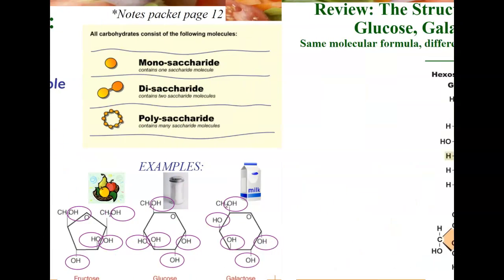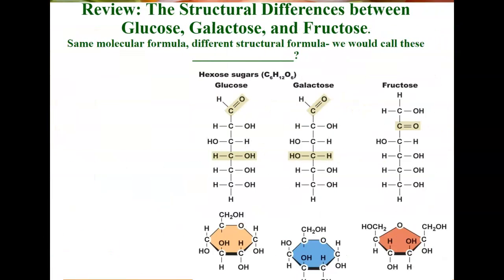Quick review. Glucose, galactose, and fructose all have the same molecular formula, but different structural formulas. What would we call these? Did you say isomers? If you did, good job, you're correct.